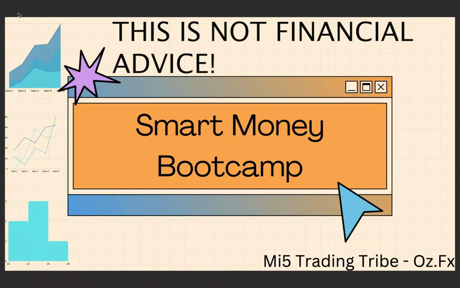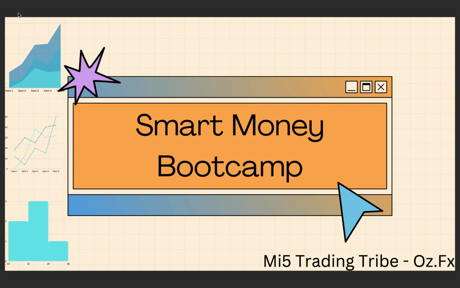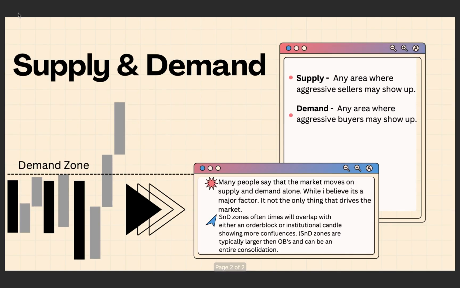In today's lesson, we are going to start talking about supply and demand. Keep in mind that this video is going to be more of a conceptual video to build off of later on. So, what is supply and demand? Supply is any area where aggressive sellers may show up. Demand is any area where aggressive buyers may show up. That is like the technical definition for it, if you want to put it that way.